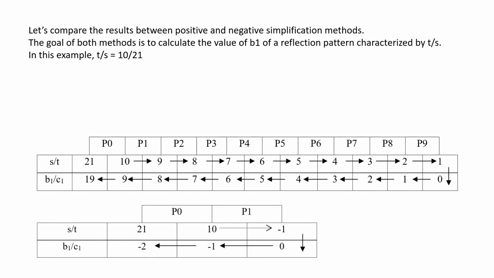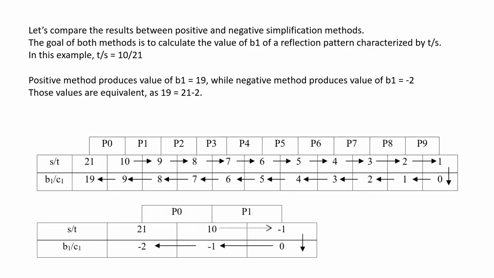Let's compare the results between positive and negative simplification methods. The goal of both methods is to calculate the value of B1 of a reflection pattern characterized by t over s. In this example, it's 10 over 21. Positive method produces value of B1 equals 19, while negative method produces value of B1 equals negative 2. Those values are equivalent, as 19 equals 21 subtracted by 2.